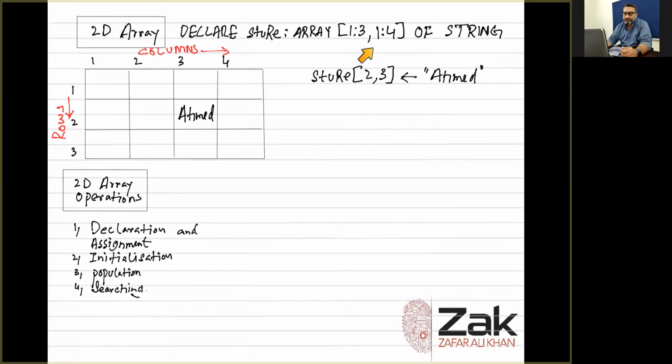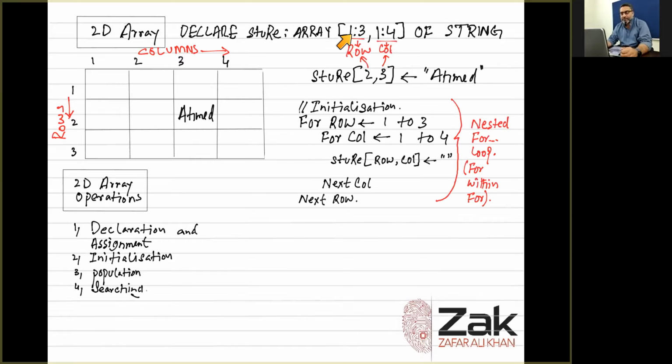Now, as soon as we declare the student array, the system generates this grid of 4 columns and 3 rows. And then when we would like to assign, we assign like this: in second row, third column, place Ahmed. Since it is a string, we have to put the literal in double quotation. So in second row, third column, Ahmed is placed. All right. Now, as I told you, this is row, this is column.